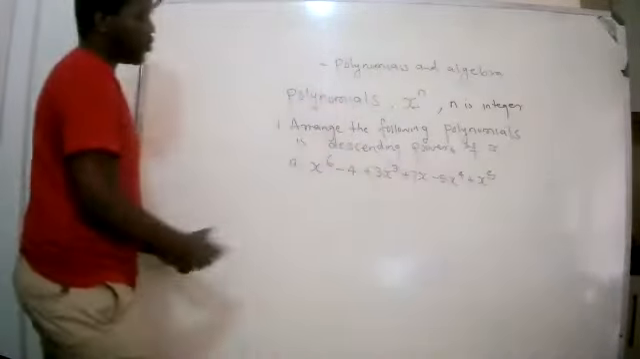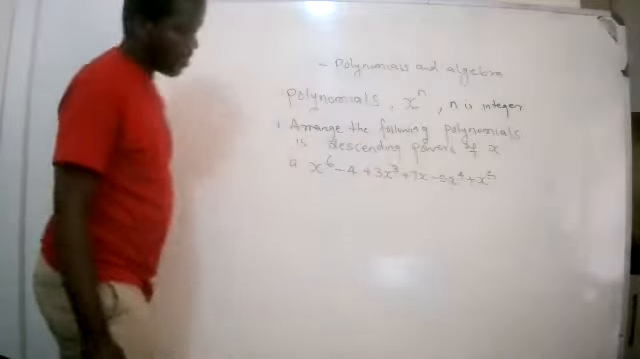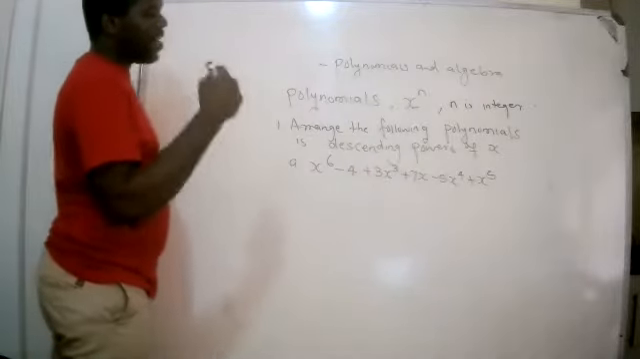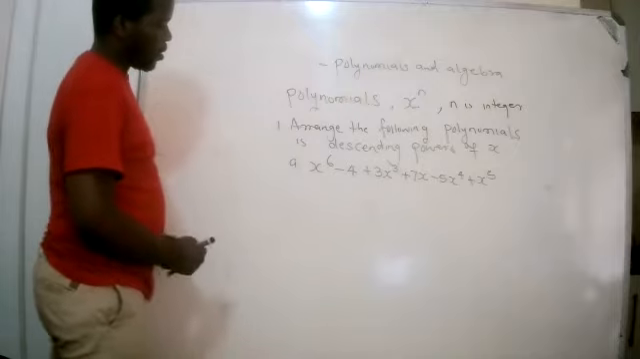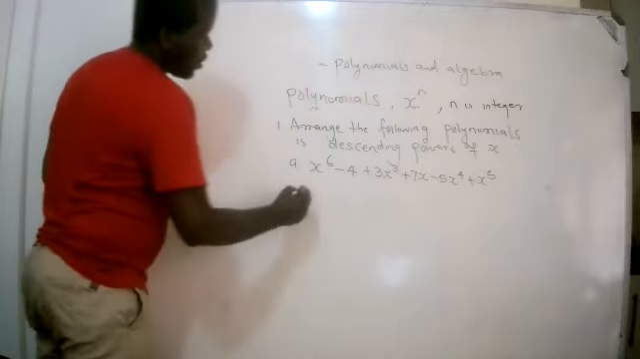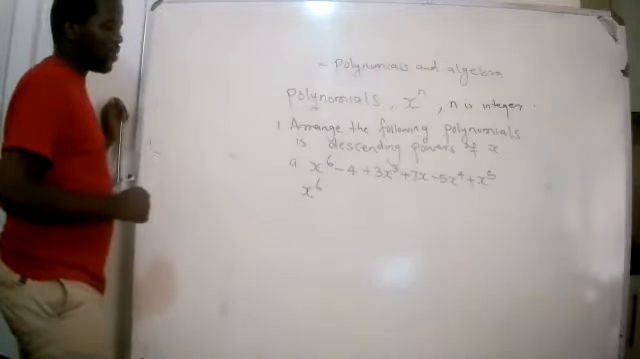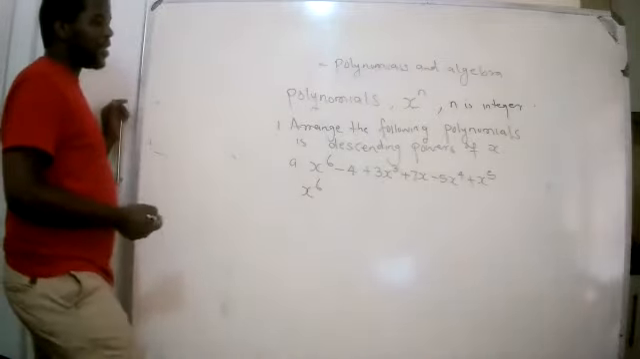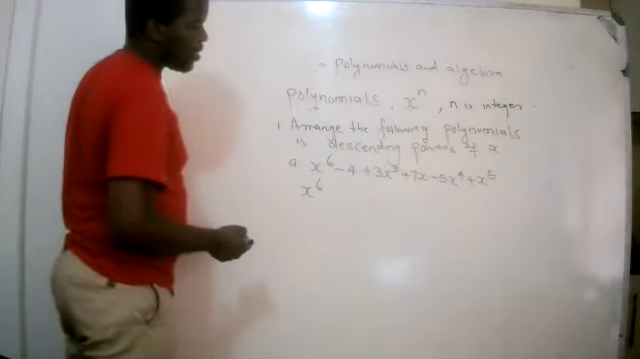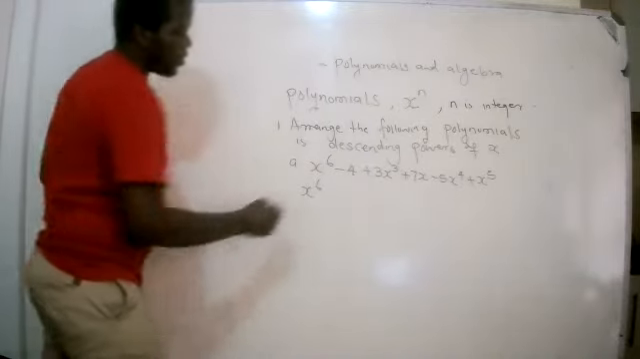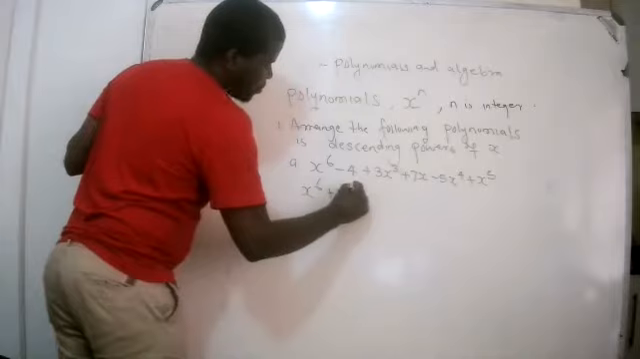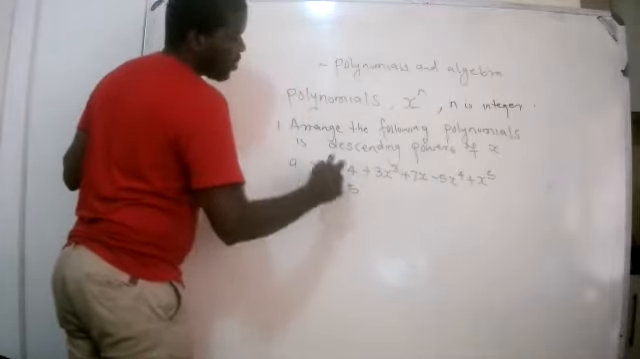That's the first thing we need to do. From these 6 terms, which term has the highest power? x to the power 6. So that is the first term we're supposed to have in this case. And then the second term with the highest power is which one? x to the power 5. So it means we're going to have x to the 6 plus x to the 5.